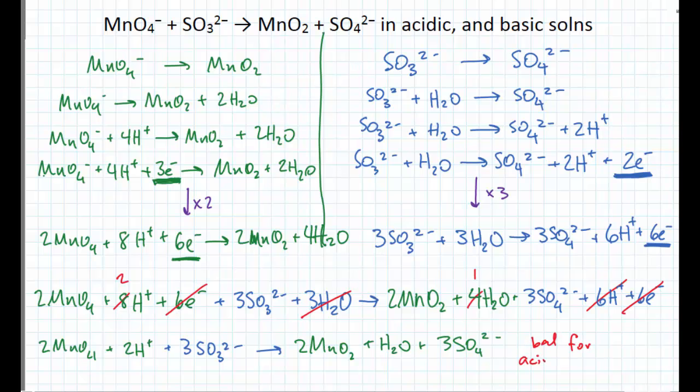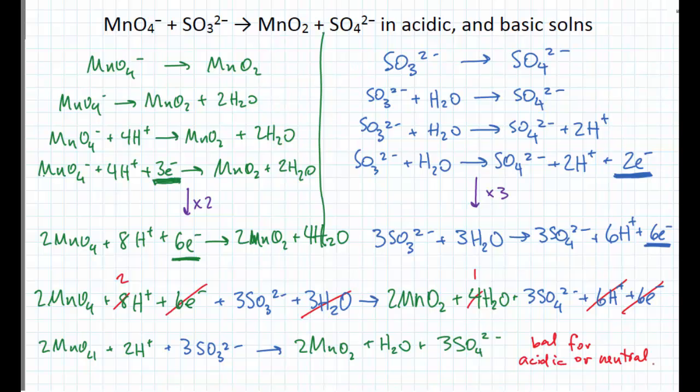That is balanced for acidic or neutral conditions. That was a lot of writing. And honestly, I wrote this out more than you would probably have to, but I wanted to show it stepwise. For instance, on the one up on the left, you'd probably just be able to add the water and the H plus and the e minus right to the equation. But I wanted to show it stepwise here.